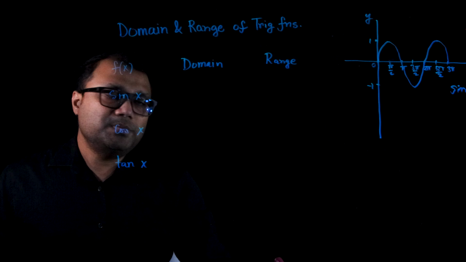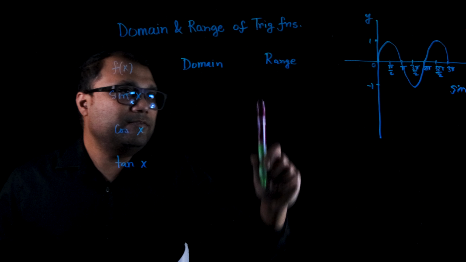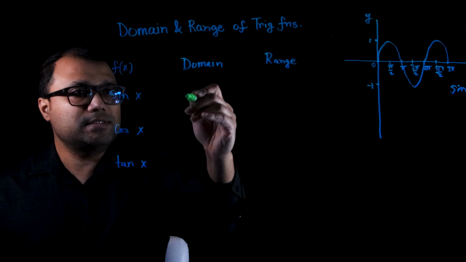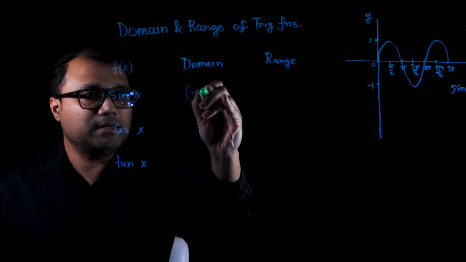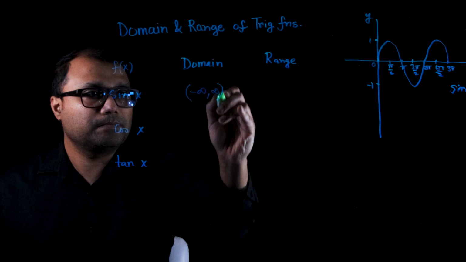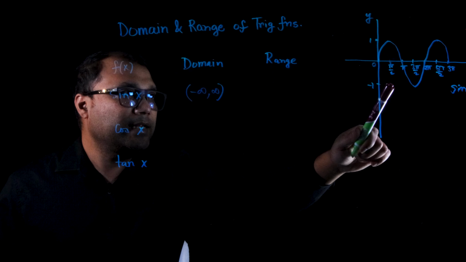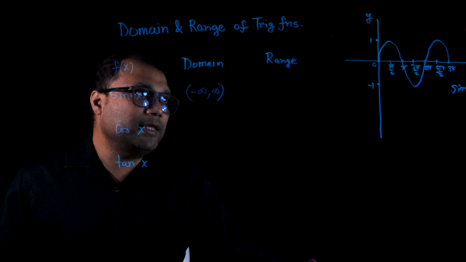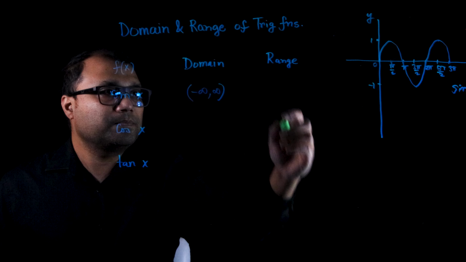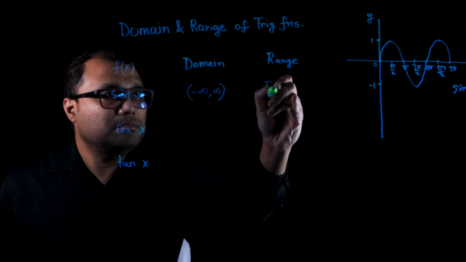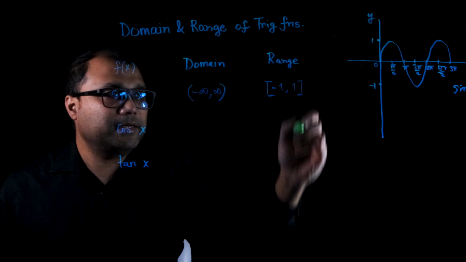Now, what would be the domain of sin x? It is defined for all positive and negative values of x. So we can say the domain of sin x is open bracket minus infinity to infinity. Okay. How about the range? It's pretty clear that the maximum value sin x can take is 1, and the minimum value it can take is minus 1. So the range is closed bracket minus 1 to 1 closed bracket.